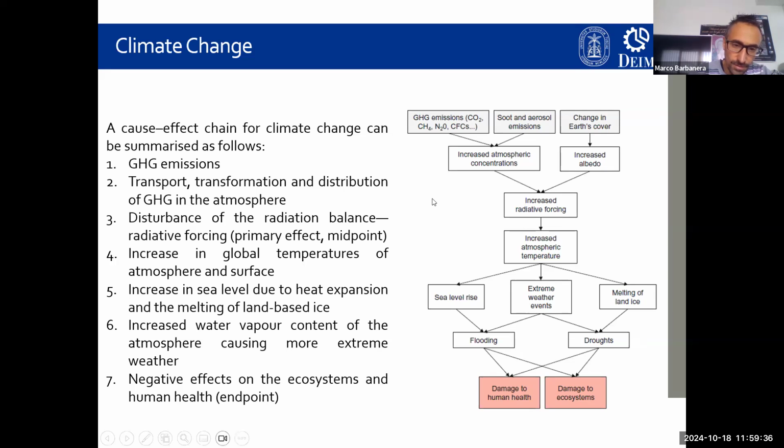And so by analyzing this cause-effect chain, we can say that for climate change, we have two endpoints. In particular, climate change has an influence on both the human health and ecosystem quality endpoint impact categories.